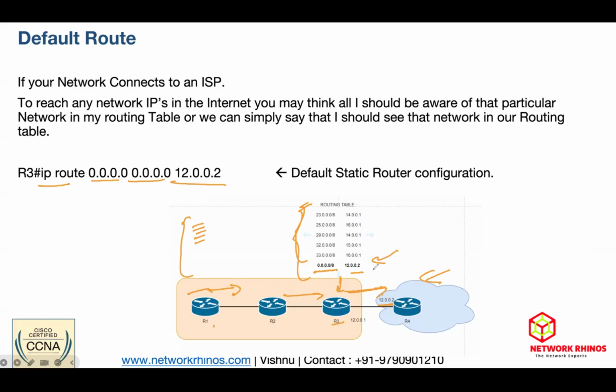So when I'm not sure what to do with that packet, I forward it to R4. So 0.0.0.0 will match all IPs by default. If an entry is there in the routing table, then it is fine. If it is not there in the routing table, then only the default route will be triggered, guys.